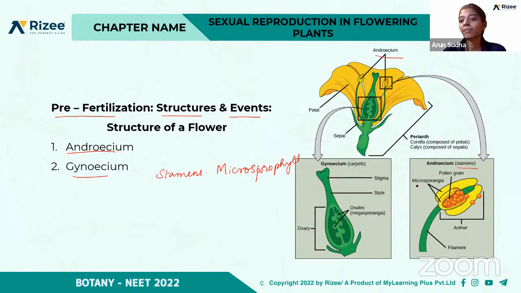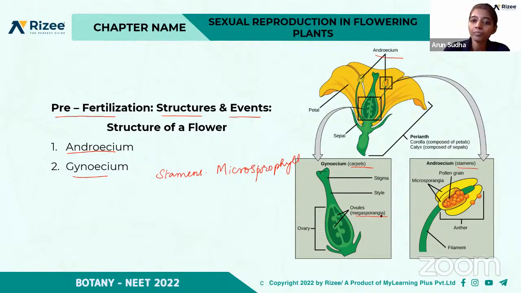Okay, so they develop into microsporangia. We'll see in detail about the microsporangium and how the pollen grains are formed. So this is the male reproductive structure. It is a stamen which consists of filament and the anther. And gynoecium is the female reproductive part, that is carpel, and it has a stigma, style, and the ovary, which has the ovules, which is also called the megasporangia.